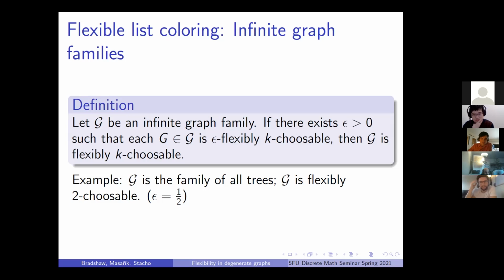And this definition kind of implies that often we don't care precisely what this value of epsilon is. All that we care about is that there exists some value epsilon that's greater than 0 and that's universal. That is, it doesn't depend on the size of any particular member of the graph family. And we're more interested in showing that a graph family is flexibly k choosable for some small value of k. So we're more interested in optimizing k than optimizing epsilon.